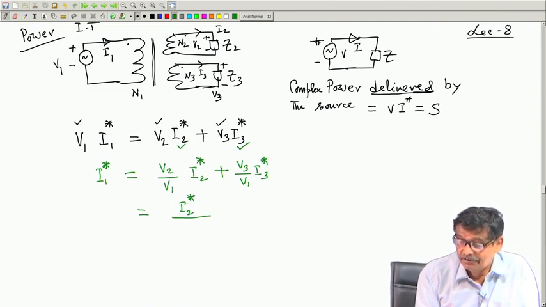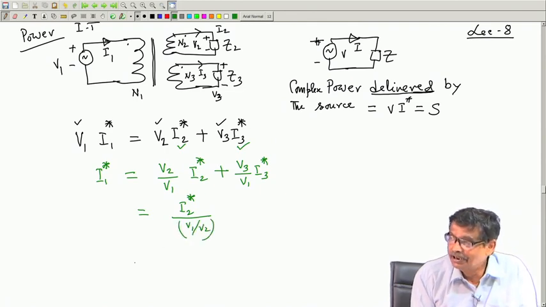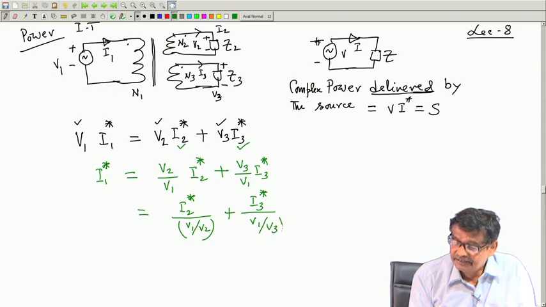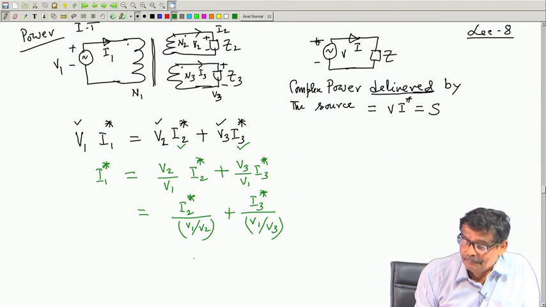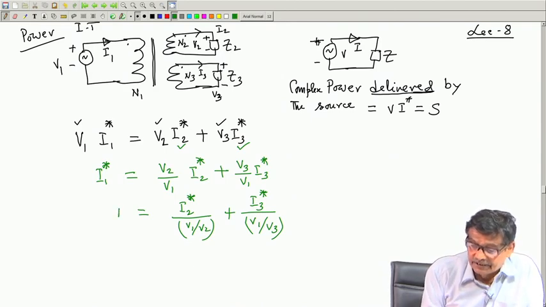the reflected current of this one is V1 by V2, which is nothing but N1 by N2. Similarly, this is I3* times V1 by V3, that is N1 by N3, and I2* by A is this one. So, I will get I1*.